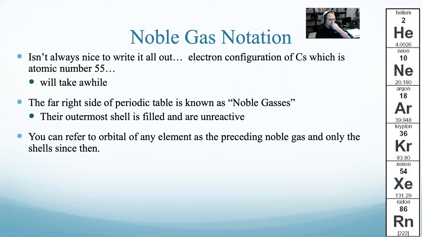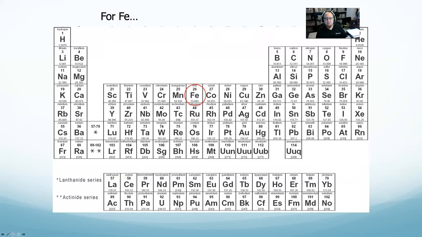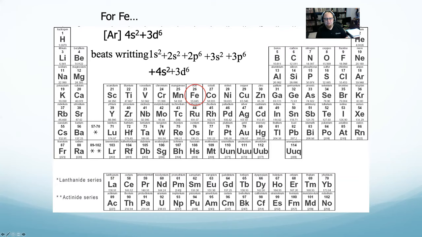But you can instead say, okay, let's look at a periodic table for cesium. Here's cesium. Cesium is number 55. The noble gas before cesium is xenon. That's the one right before it. So I can just say it's xenon plus 6s1. For iron, which we did earlier, I would say the noble gas before iron is argon. So this is argon plus 4s2 plus 3d6. It's kind of easier than writing out the whole thing.